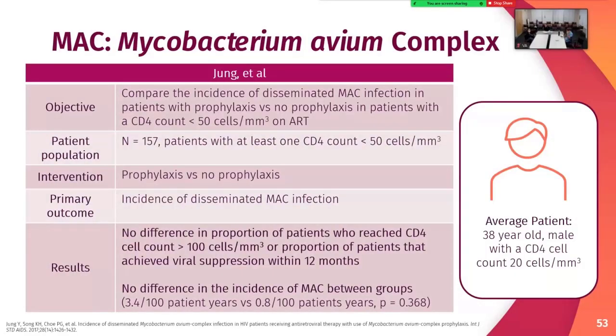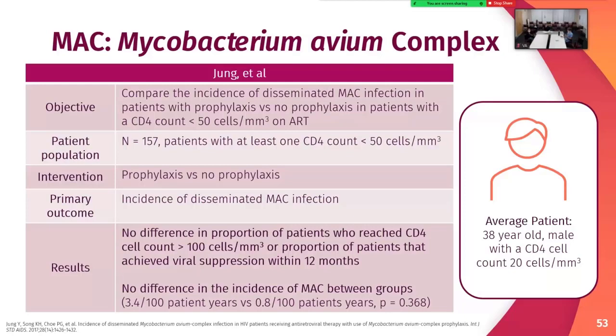Our second study is by Jung and colleagues, and it looked to compare the incidence of disseminated MAC in patients receiving prophylaxis versus those without prophylaxis when they had a CD4 count less than 50. This was a little bit of a smaller study with about 150 patients. And the average patient was a 38-year-old male with a CD4 count of 20, so pretty low.